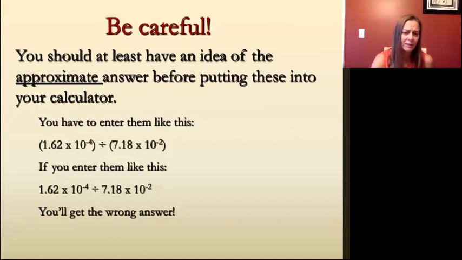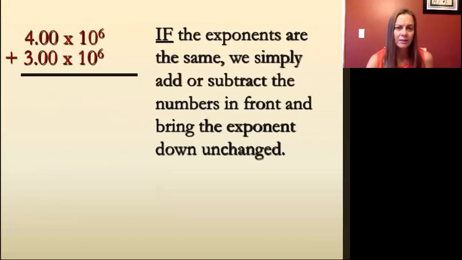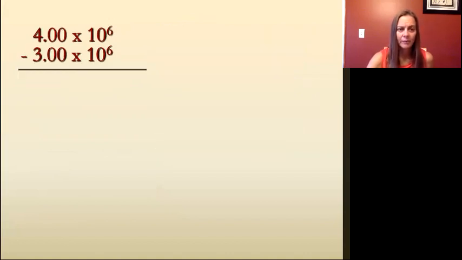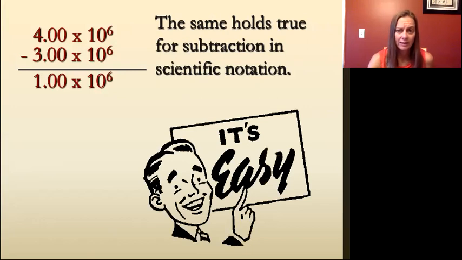Okay, let's go back to the one that's a little bit more challenging, and let's talk about addition and subtraction. So when we're adding, if the exponents are the same as they are in this example, we're simply going to add or subtract the numbers in front and bring the exponent down unchanged. So we'll have 7 times 10 to the 6th. Okay, so that's pretty simple. Same thing for subtraction. If the exponents are the same, we're just going to do the subtraction problem and bring down the exponent unchanged. So that's pretty simple and easy.